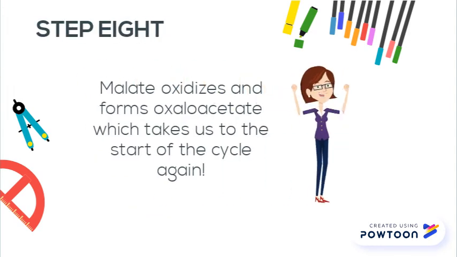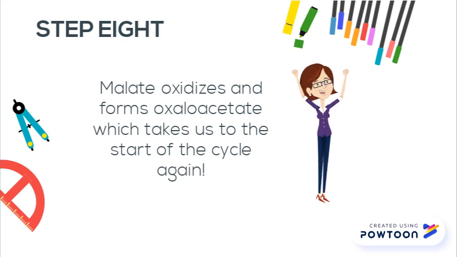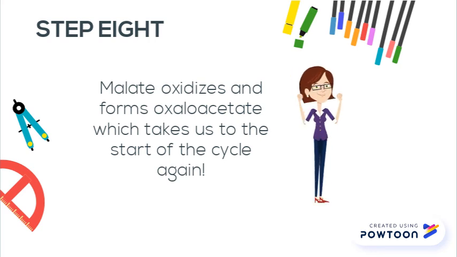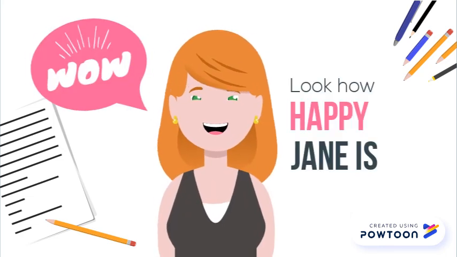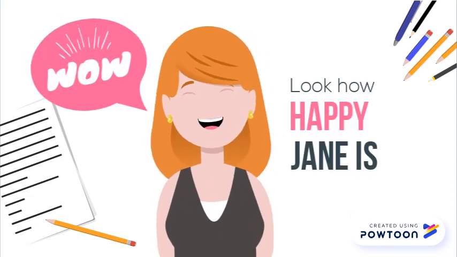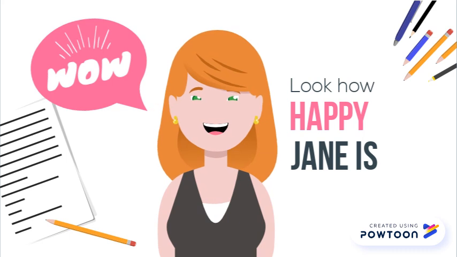Malate oxidizes and forms oxaloacetate, which takes us to the start of the cycle again. That's it. Now look how happy Jane is now that we've broken down the various steps of the Krebs cycle.